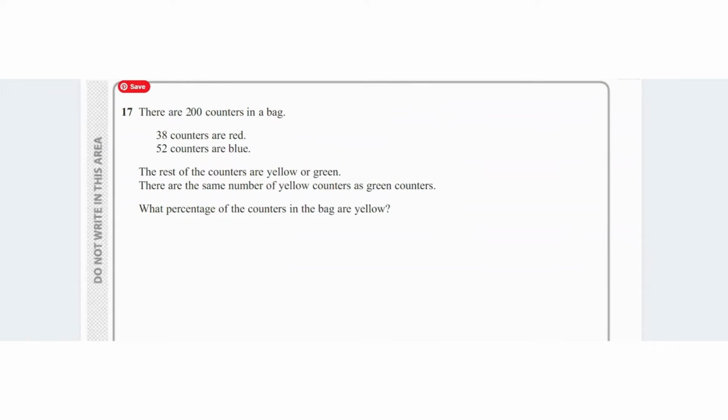Question 17 says there are 200 counters in a bag. 38 counters are red, 52 counters are blue. The rest of the counters are yellow or green. There are the same number of yellow counters as green counters. What percentage of the counters in the bag are yellow? So we know total counters are 200. We have 38 red, 52 blue. Green and yellow are the same number. So if we call this X, this will also be X. So that's going to be plus X plus X.